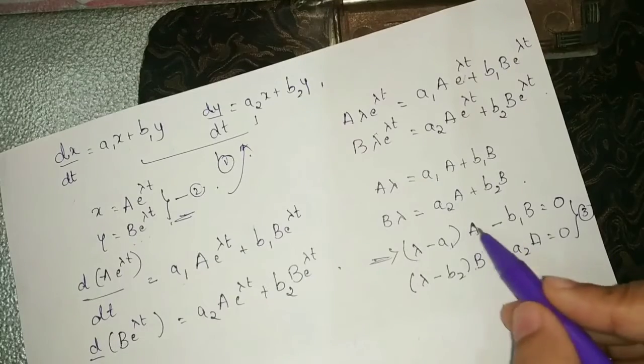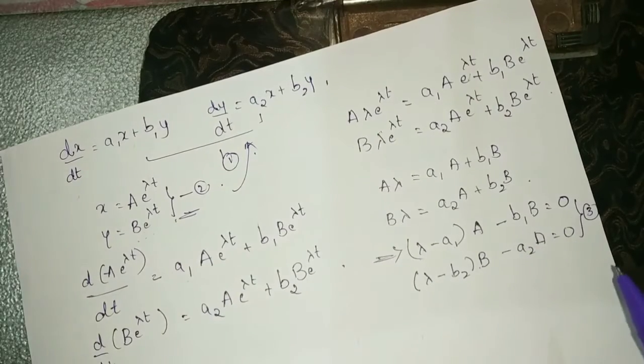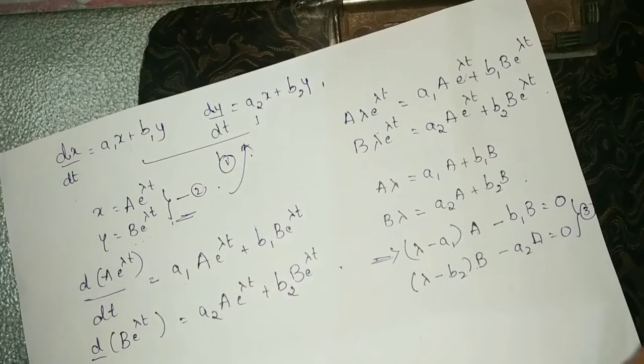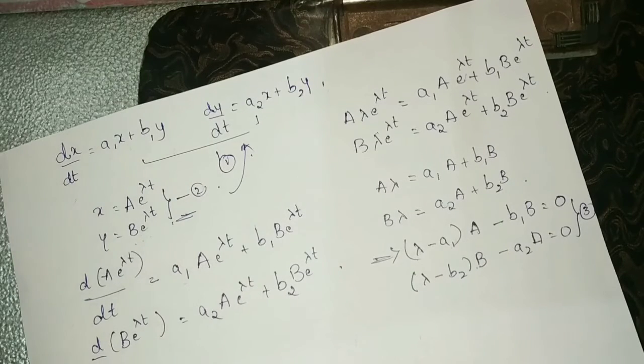If we are having the terms A and B are 0, then this will be 0 minus 0 equal to 0. 0 minus 0 will be equal to 0. That will be called as trivial solution. So we go for non-trivial solutions.